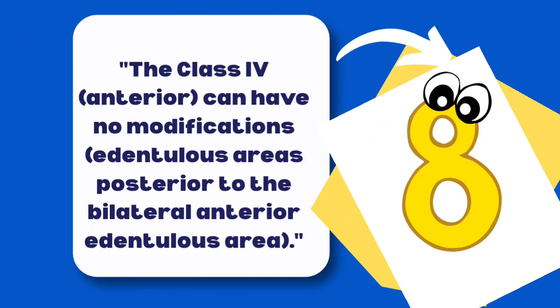Moving on to the last but not the least, rule number 8. Class 4 can have no modification, that is, edentulous areas posterior to the bilateral anterior edentulous area. This means that if the missing teeth are located in the front of the arch, there can be no other areas of missing teeth behind them.